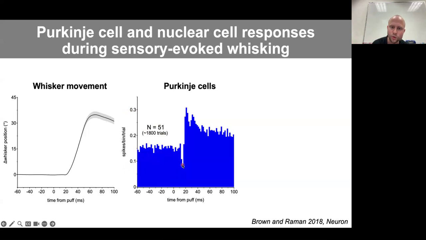These are 2-millisecond bins in this histogram. And so what you're seeing here is actually a 4-millisecond suppression of simple spiking. That's extremely rapid and brief. Following that, there's a secondary oscillation in the Purkinje cell response, and then a maintained increased firing rate that lasts for about 100 milliseconds or so. And we think that this is correlated with the position of the whiskers.